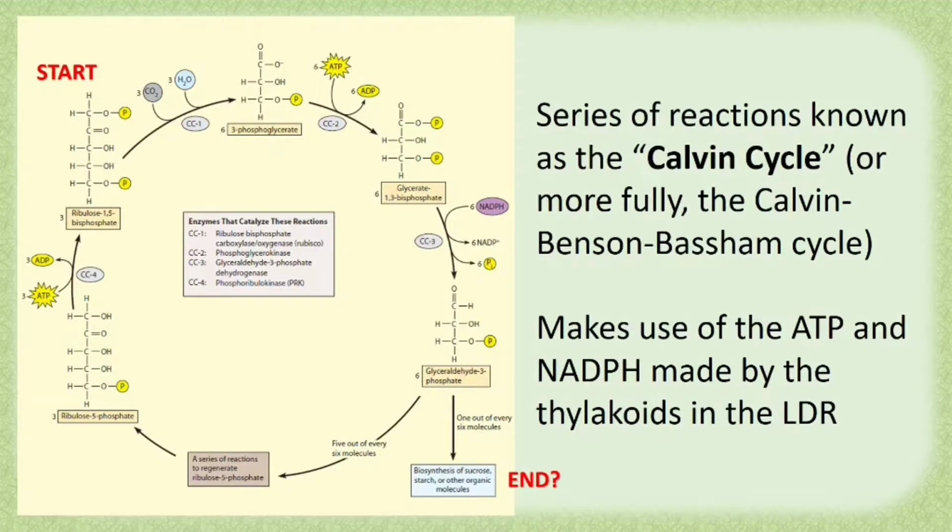In the last video, in looking at stage 1 of photosynthesis, the light-dependent reactions, we explored how those reactions produce 2 very useful substances, ATP and NADPH. And now in this video, looking at stage 2, the light-independent reactions, we'll see how those are used to take inorganic carbon as carbon dioxide and fix it, put it into organic molecules that are useful to the plant and other living things. This series of reactions is called the Calvin cycle, or more fully the Calvin-Benson-Bassham cycle.